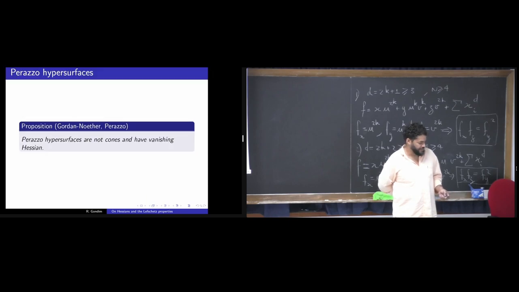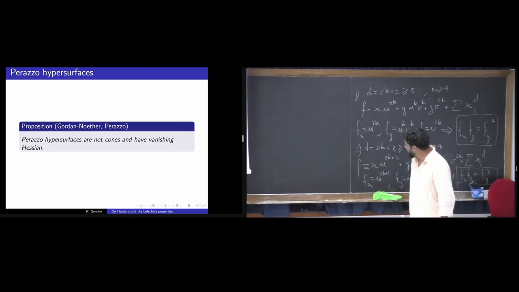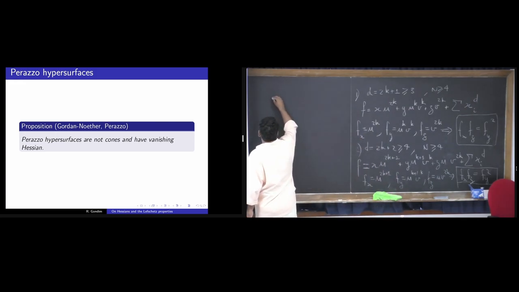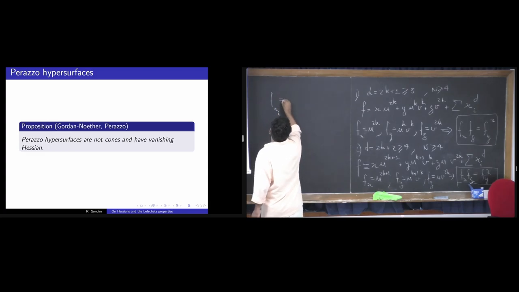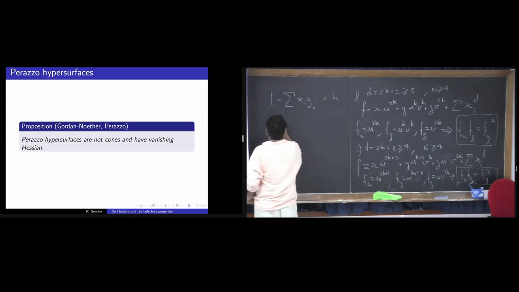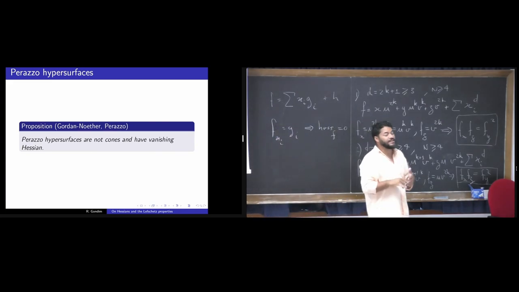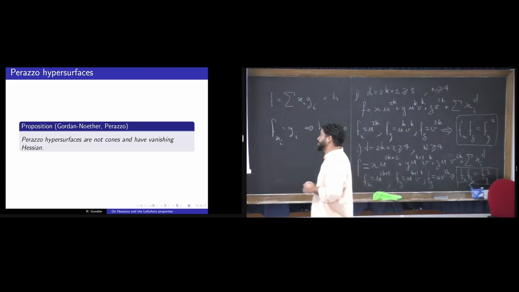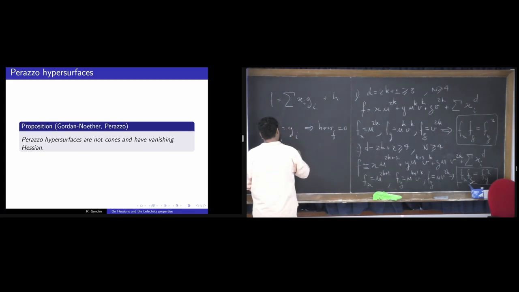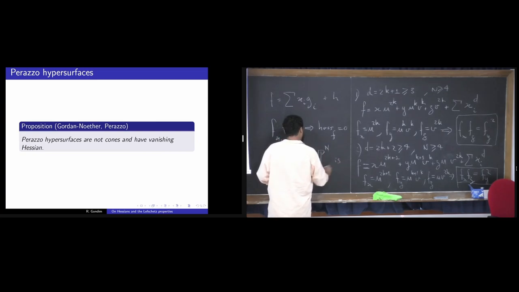Under this hypothesis, it is easy to prove that Perazzo hypersurfaces are not cones and have vanishing Hessian. It's just an easy computation of partial derivatives with respect to one of the variables x left and right. These guys are algebraically dependent, so the Hessian of F is vanishing, but since they are linearly independent, it's quite an easy computation to prove that X is not a cone.